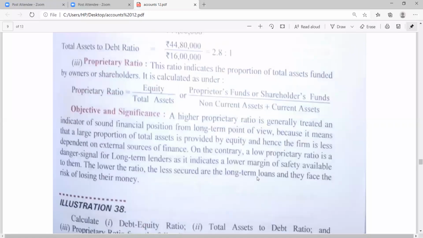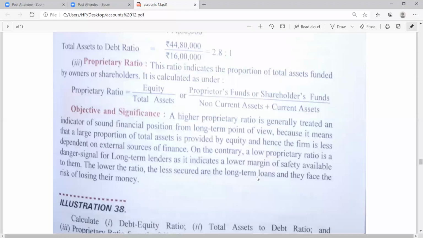Let's see what is proprietary ratio. Right now, the proprietary ratio formula is floating on the screen. Earlier to this, we have done two types of ratios under solvency. One is debt equity ratio, another is total asset to debt ratio. Now, proprietary ratio. Proprietary means that is related to proprietor. Proprietors are the owners. Owners are the shareholders who hold the proprietor's fund. So equity is also known as the proprietor's fund as well as the shareholder fund.